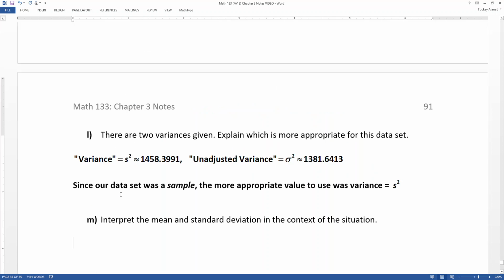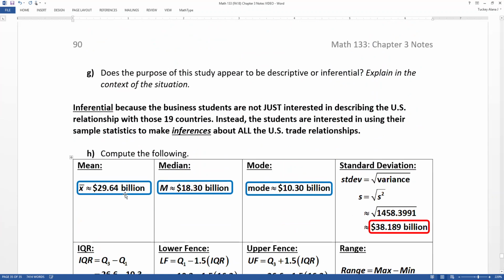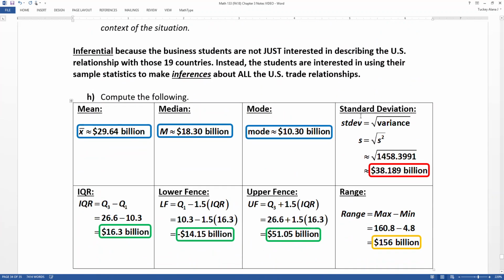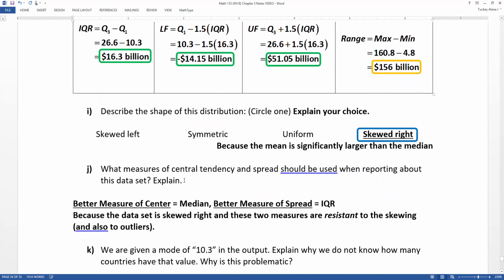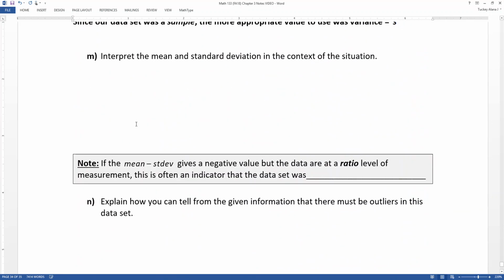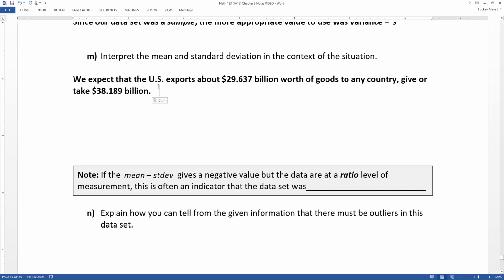All right, now the mean and the standard deviation. Well, we found the mean given to us, which was 29.64, and then the standard deviation is 38.189. So if we use our usual give and take language, the mean plus or minus the standard deviation, we expect that the U.S. exports about $29.637 billion worth of goods to any random country, give or take about 38.189 billion.